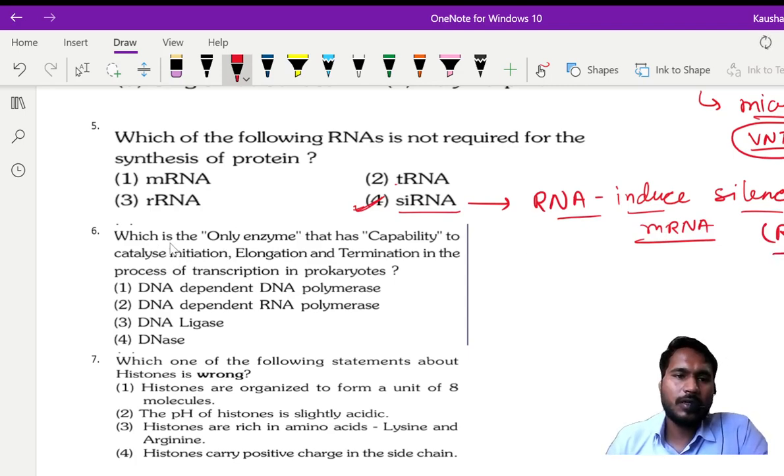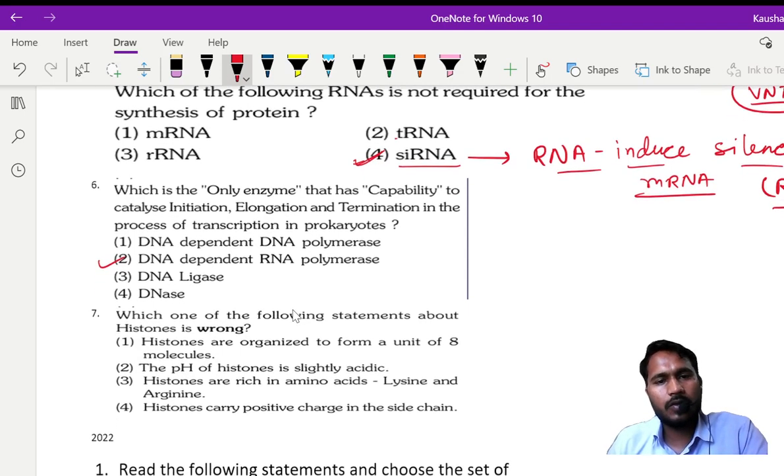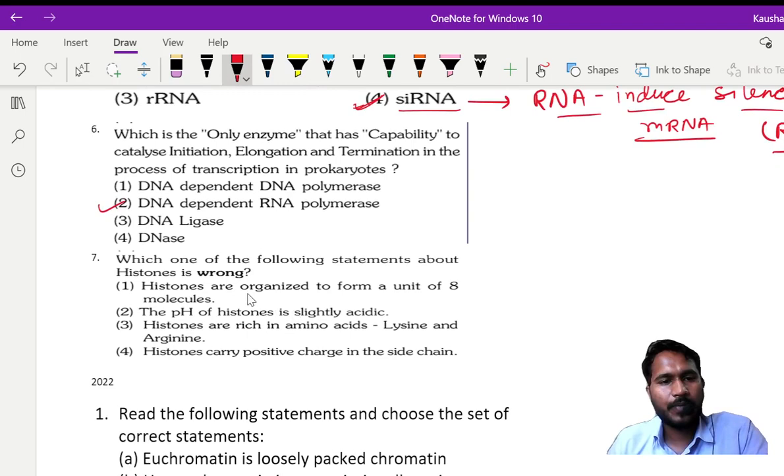Now, which is the only enzyme that has the capability to catalyze initiation, elongation, and termination? So it is the DNA dependent RNA polymerase. Just now we saw it in the above questions. So these are the questions which are repetitive and asked in different forms. They ask about the opening of the DNA, which is important. So now they ask which can do everything by itself.